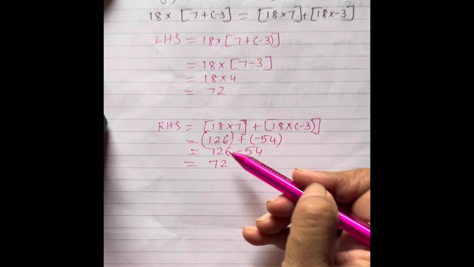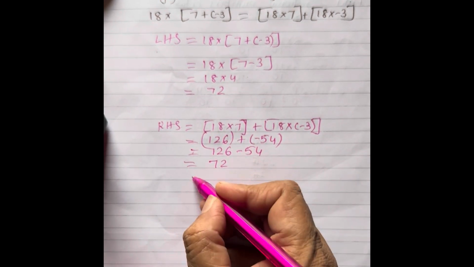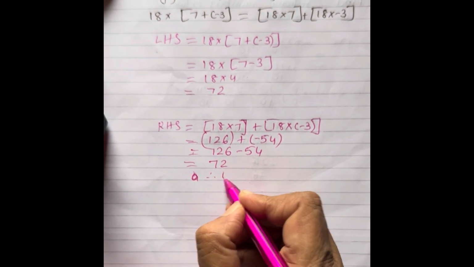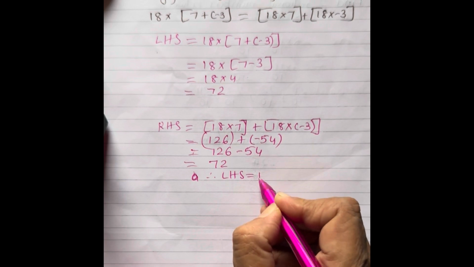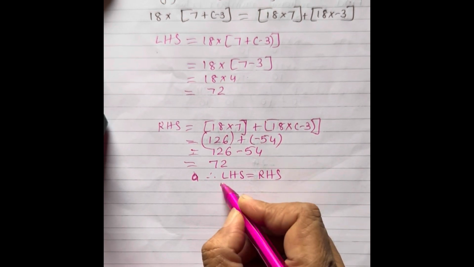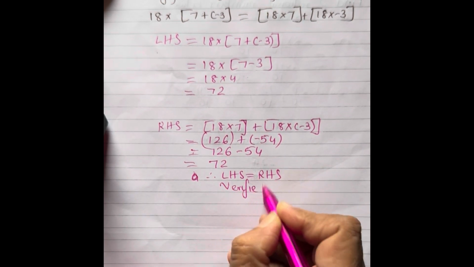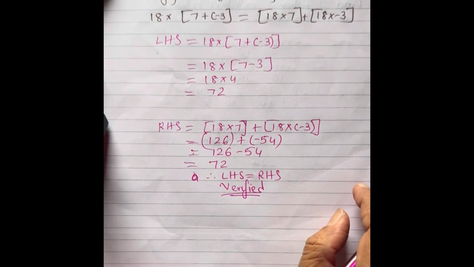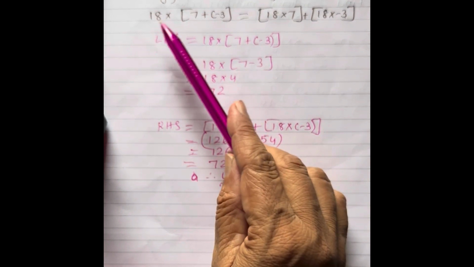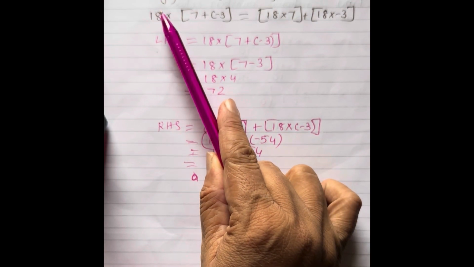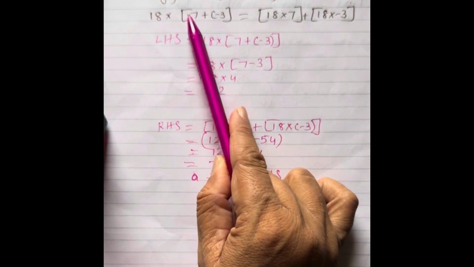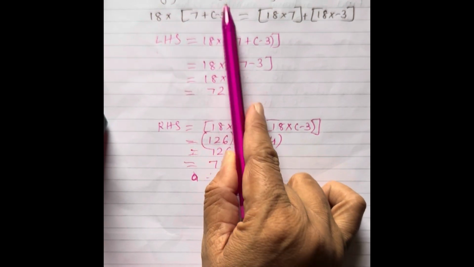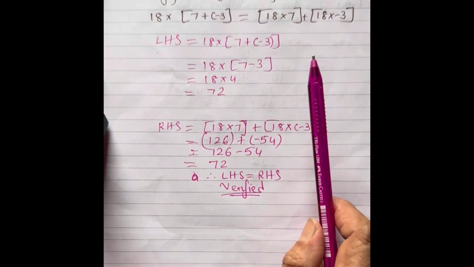So you can see that both the values, LHS and RHS, are the same. So you can write therefore LHS is equal to RHS, that is verified. So we have verified that both are equal, right? So here we are applying the distributive property, distribution of multiplication over addition. Like 18 is multiplied with 7, then 18 is multiplied with 3 in the RHS.